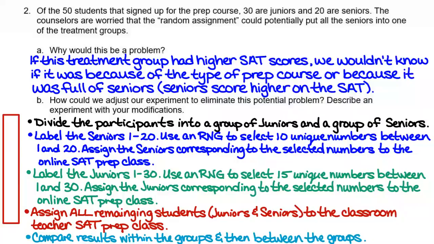And then I can also just compare the two big categories. I can compare seniors to juniors. I compare online to in-person. So I want to compare within the groups and between the groups. This is called a block design.